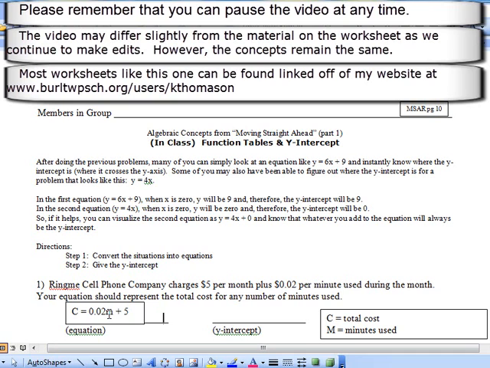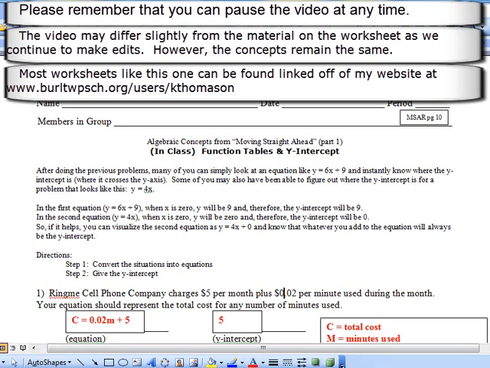Now remember, this right here is the independent variable, this is the dependent, because the cost depends on how many minutes you used. So we could plug in 0 for m and figure out what the y-intercept is. However, hopefully now you trust the shortcut, so our y-intercept would simply be 5.